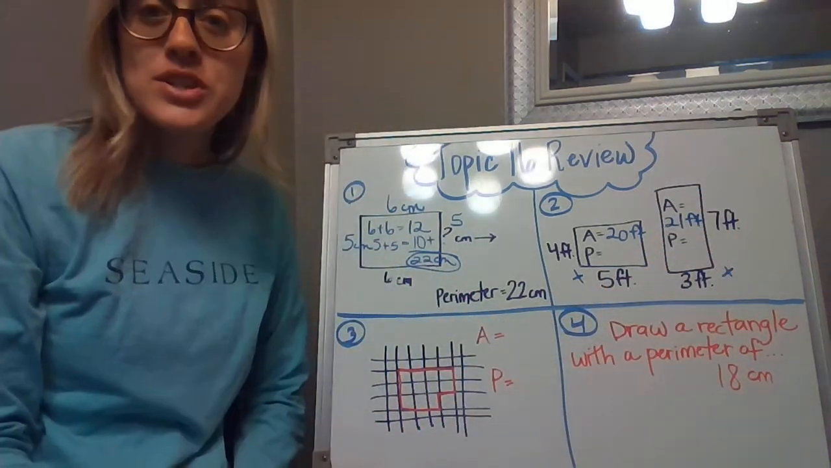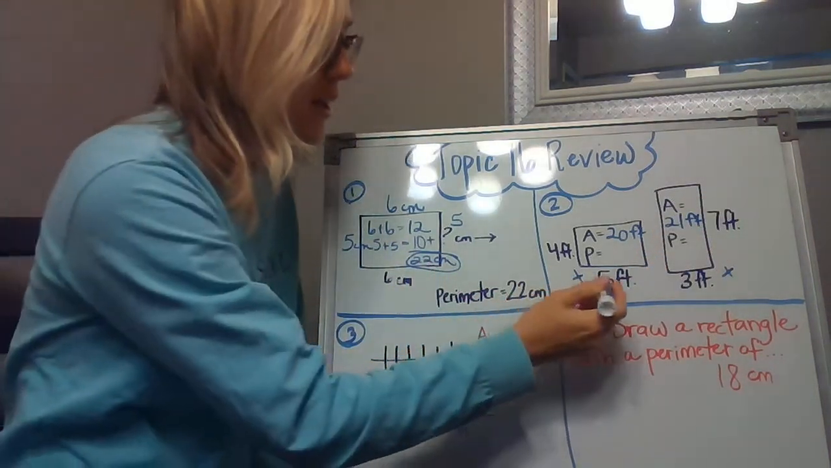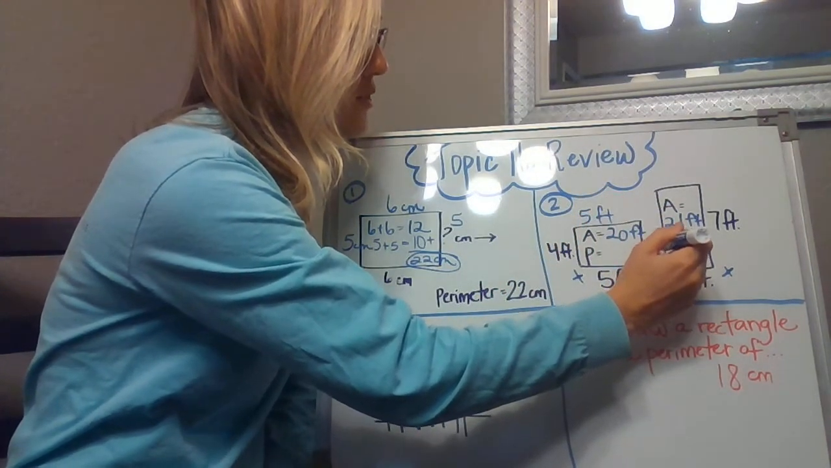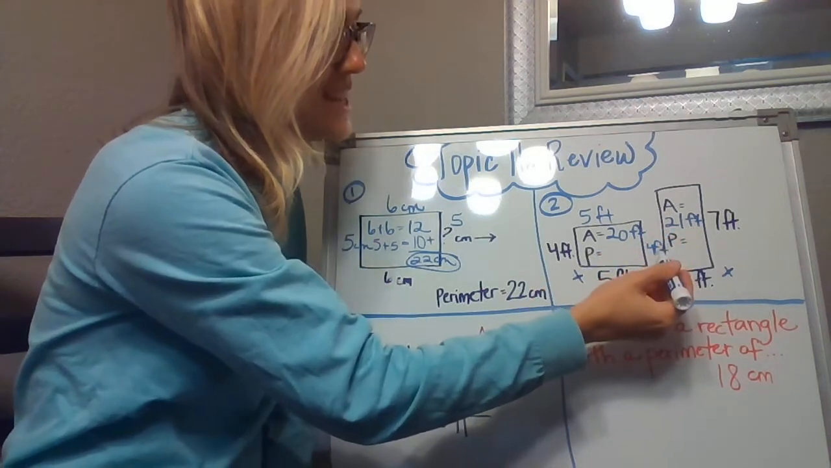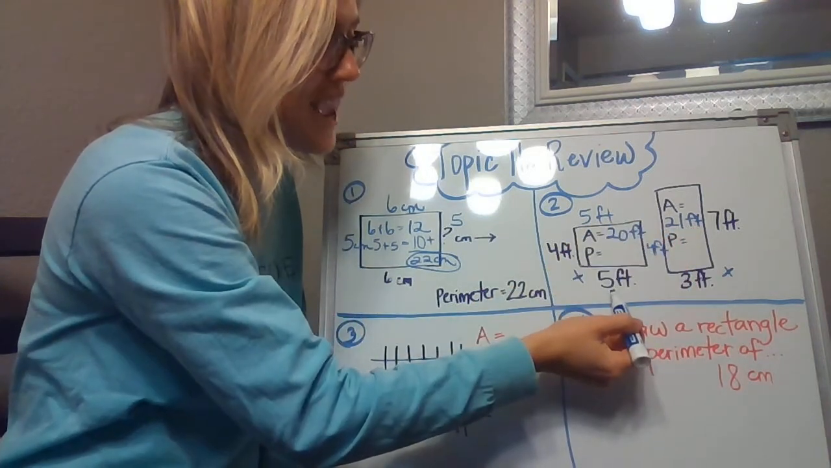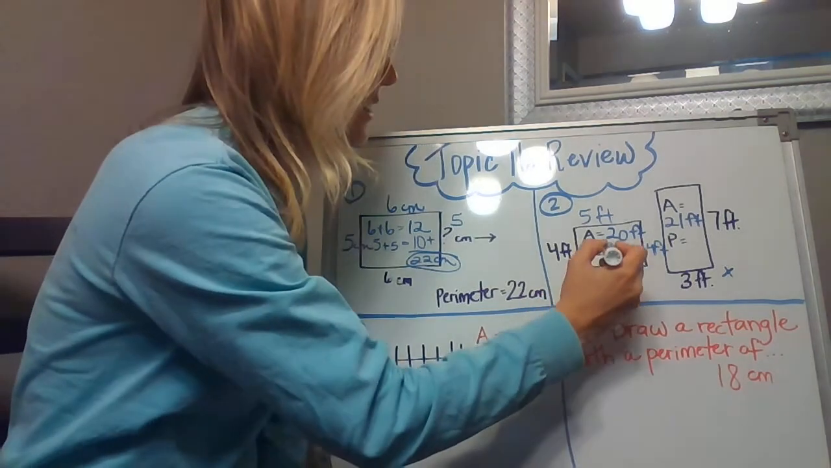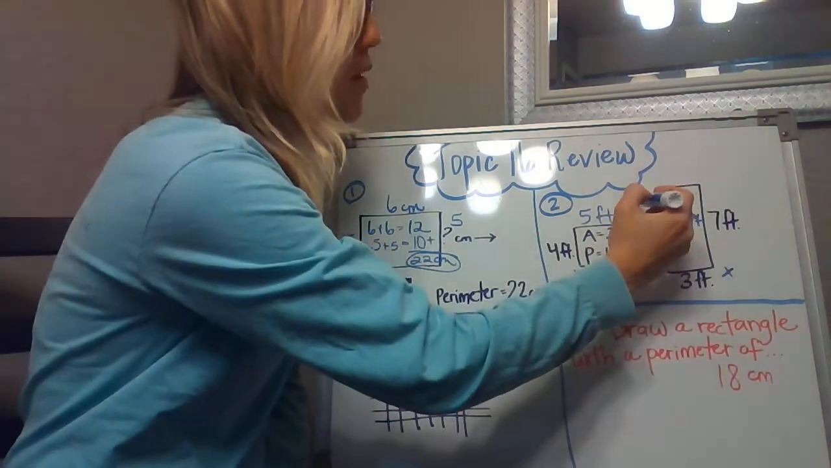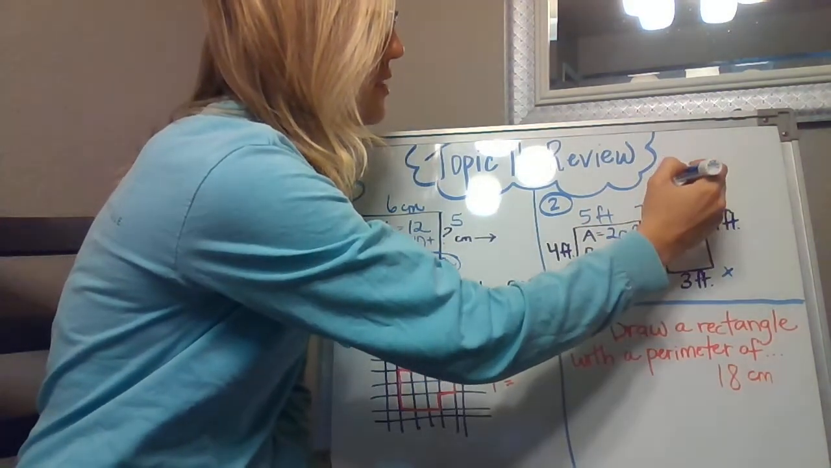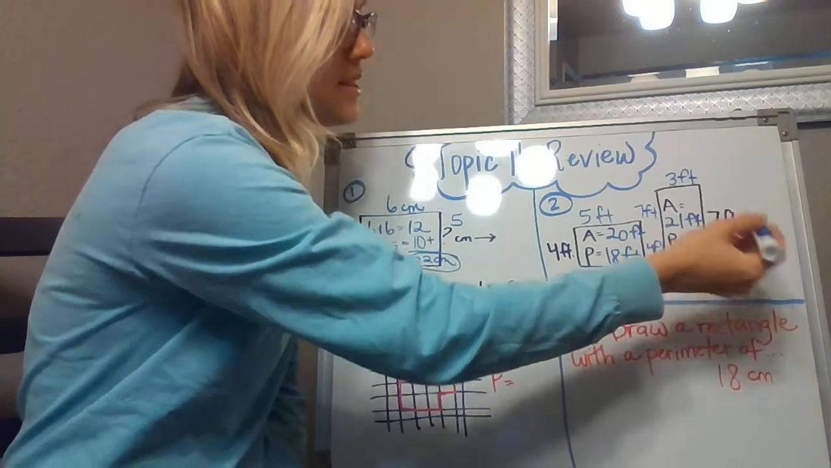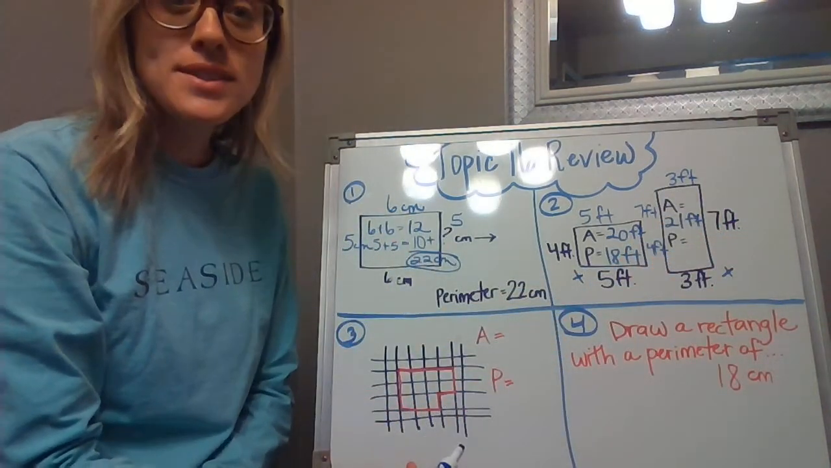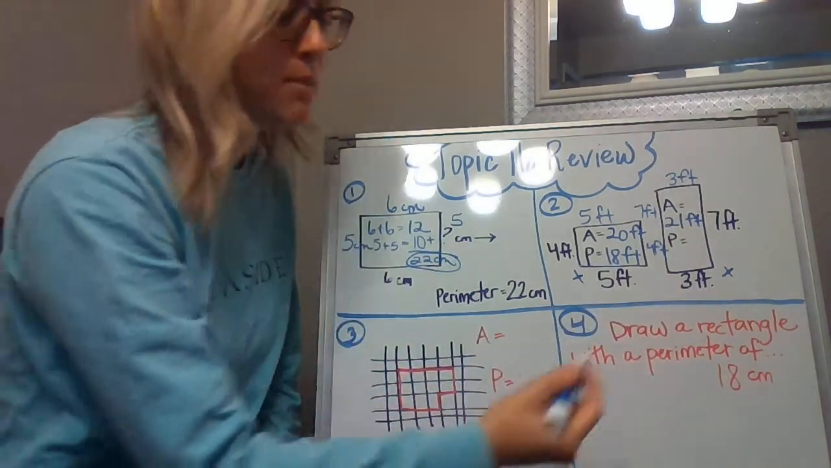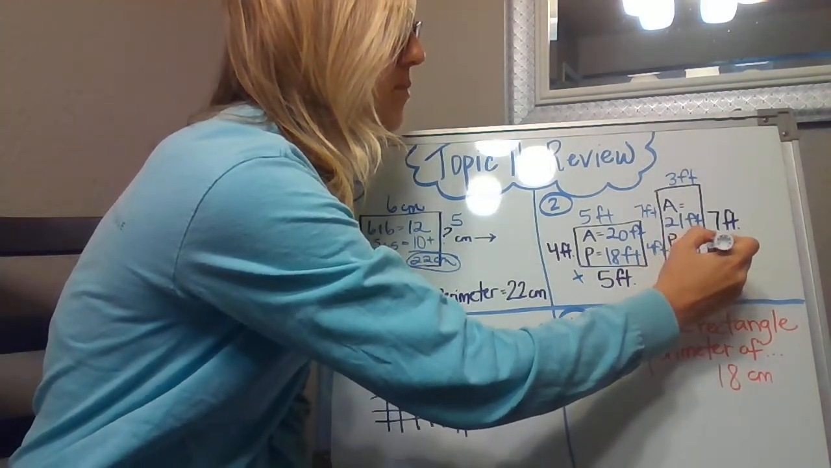All right, now we just need to find the perimeter, and this is the easy part. I know that the opposite sides are the same length, so this is 5 feet, this is 4 feet. 4 plus 4 is 8, 5 plus 5 is 10, 10 and 8 is 18. Same over here, this is going to be 7 feet, this is going to be 3 feet. 7 and 7 is 14. 3 plus 3 is 6. 14 plus 6 is 20.